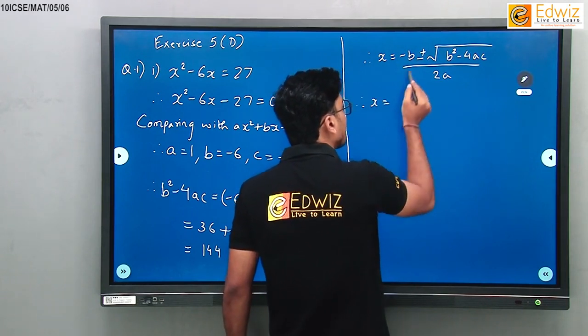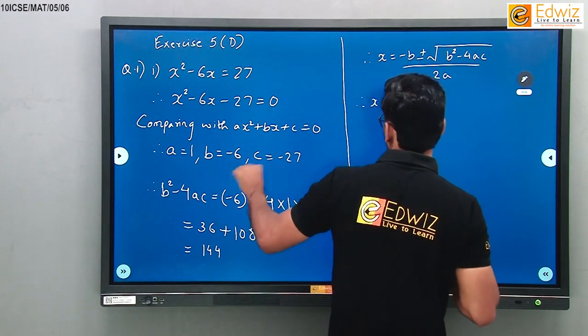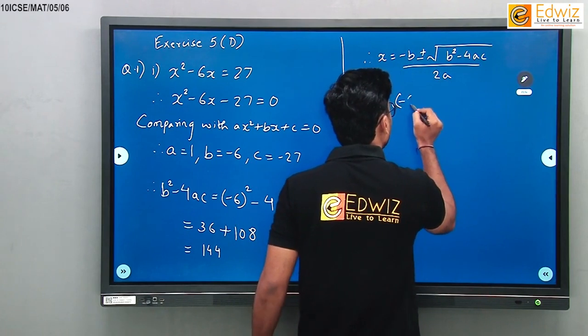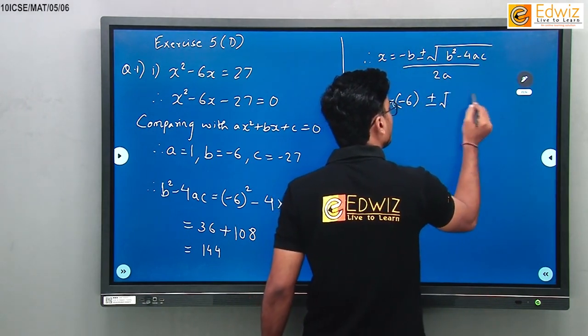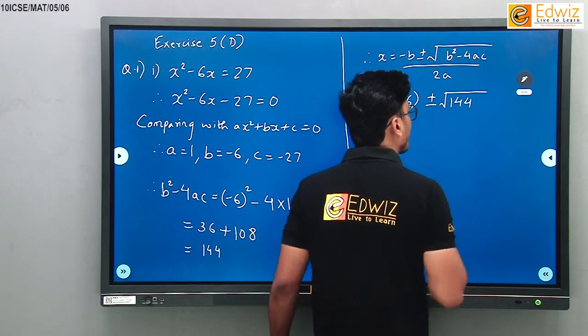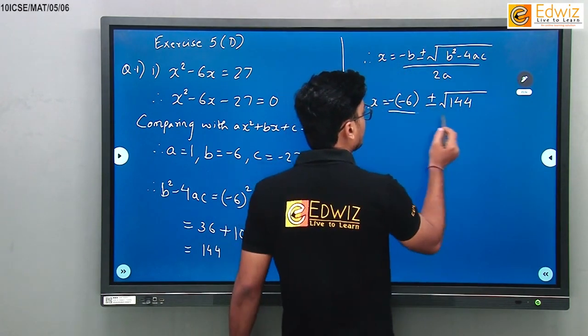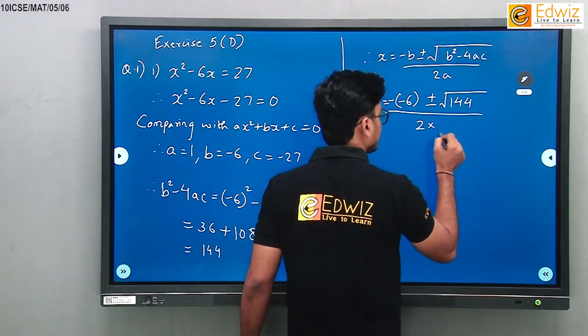So x will be minus b, which is minus of minus 6. Okay, minus of minus 6 plus or minus square root of 144, divided by 2 times a, which is 1.